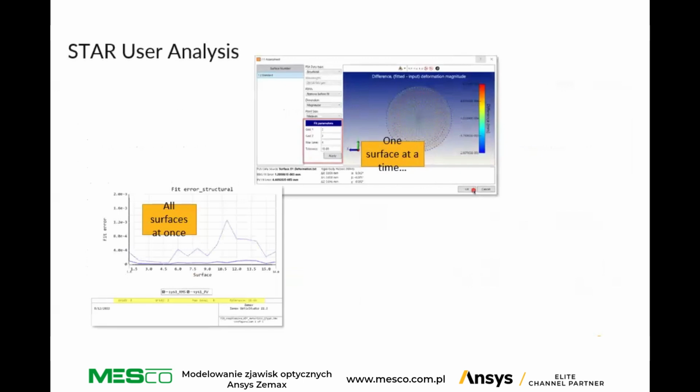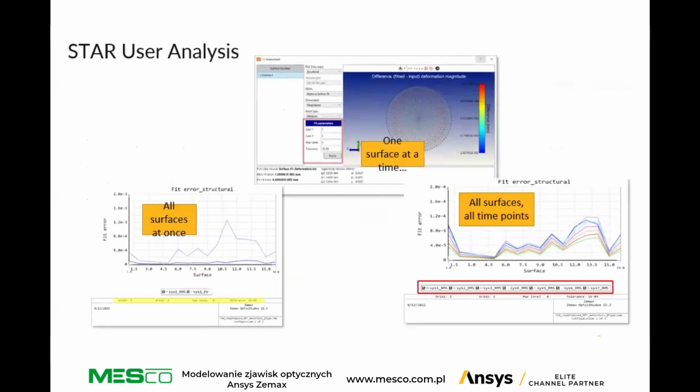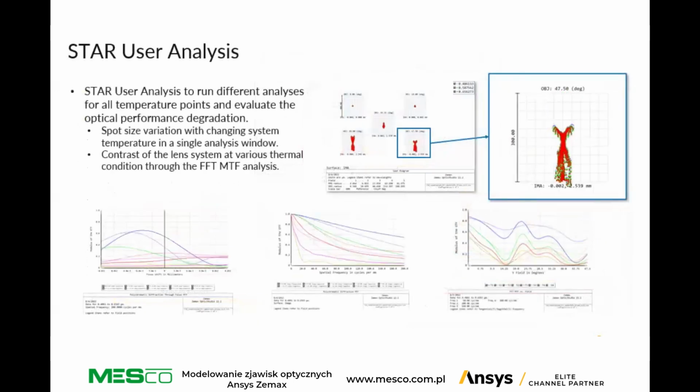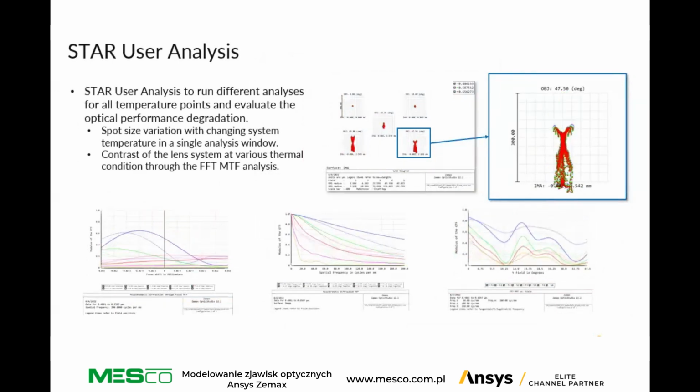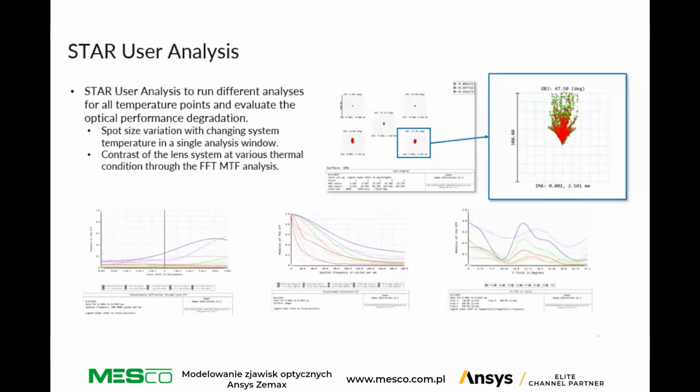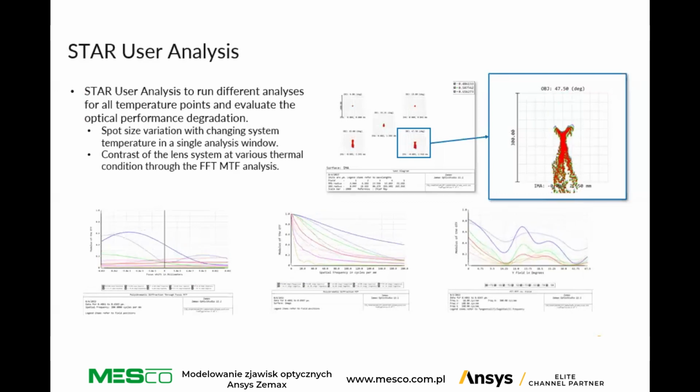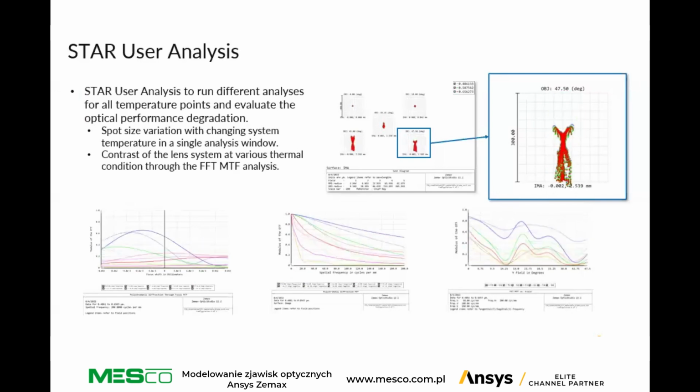Okay, so this is here. We do it one by one, and here we can plot with the extension all surfaces at once and all surfaces at all time points. And yeah, this is an example of how to use the STAR user analysis to run different analyses for all temperature points and evaluate the optical performance degradation.